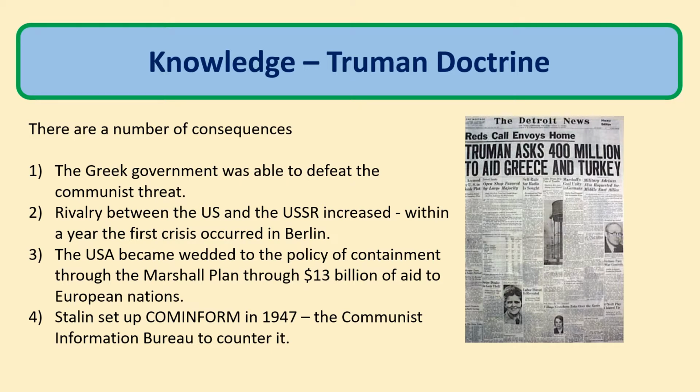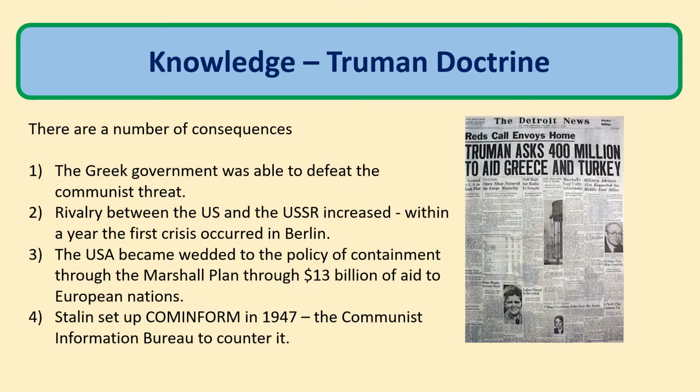Another important consequence was that rivalry between the US and the USSR increased, and we know that because within a year you get the first crisis in 1948 with the Berlin blockade and the subsequent Berlin airlift. The third point is that the USA became wedded to the policy of containment through the Marshall Plan, and that's when the Americans spent $13 billion of aid on Western European nations, rebuilding them to avoid them going communist.